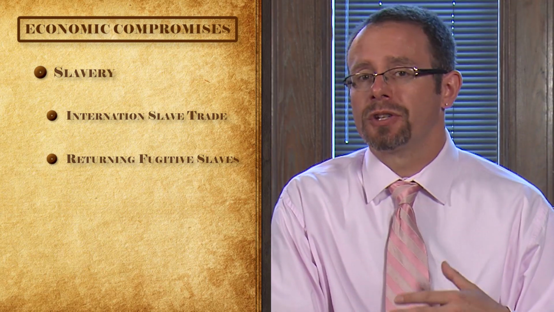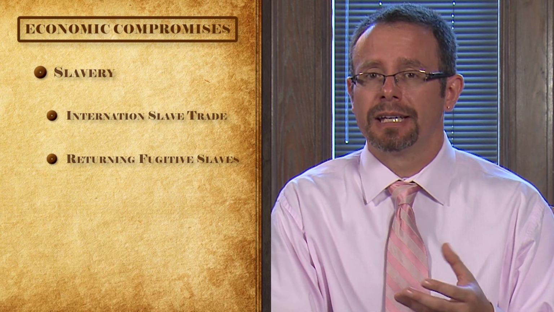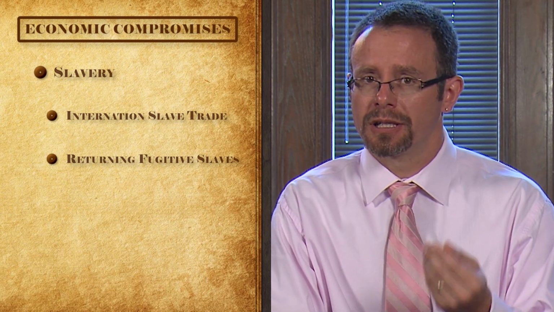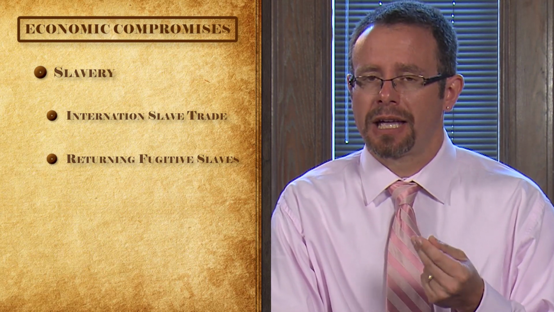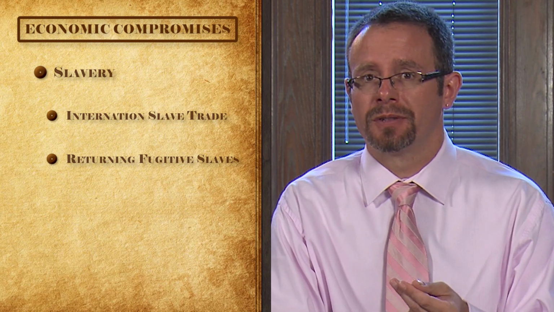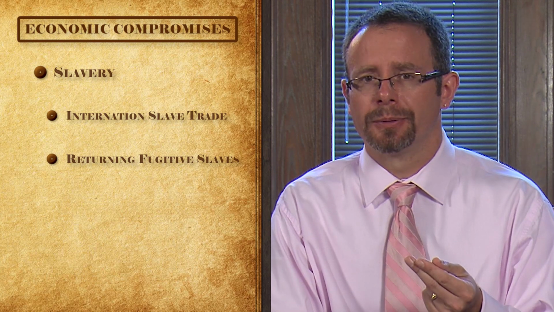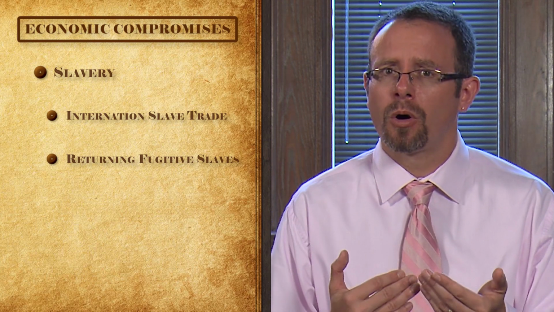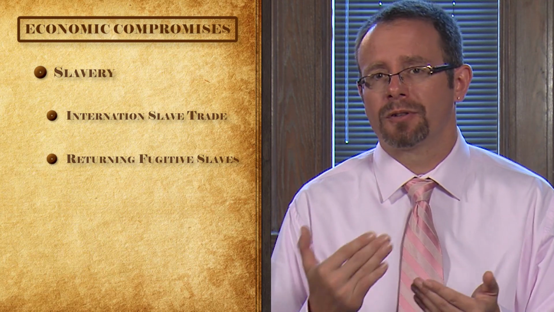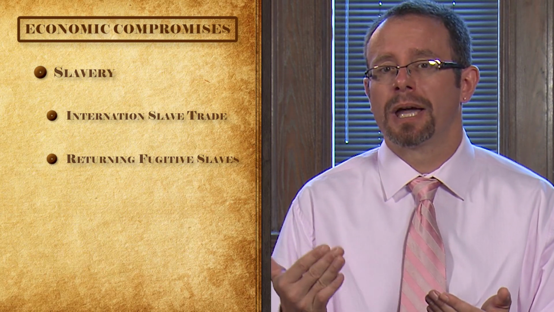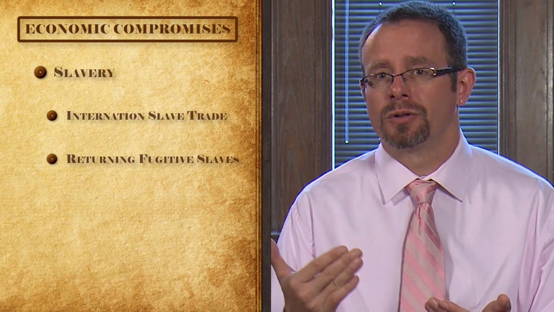The consequence of all these compromises over slavery is that slavery can not only continue to exist in the United States as an economic institution after 1787, but that it can thrive and expand. And a significant part of U.S. economic growth after 1787 would be based on the expansion of that institution of slavery.